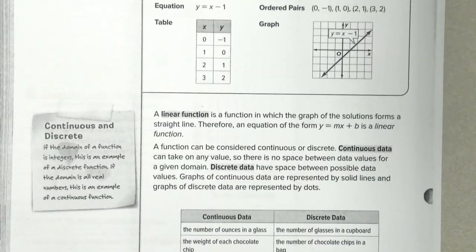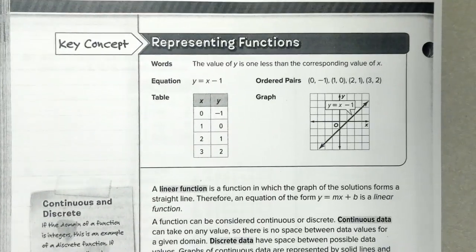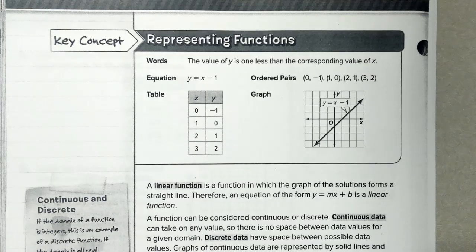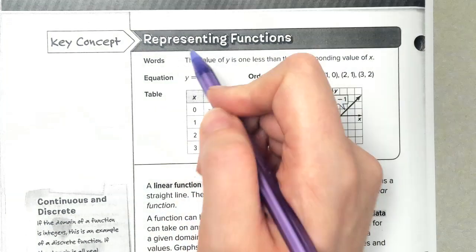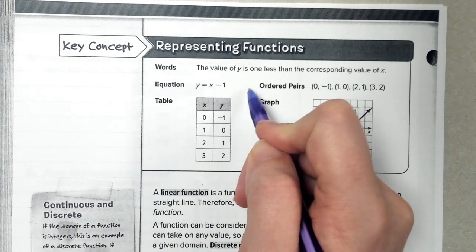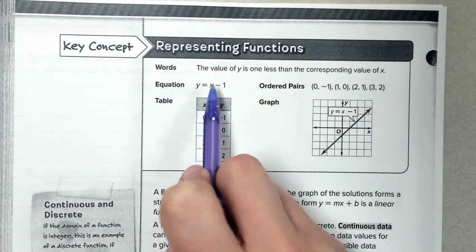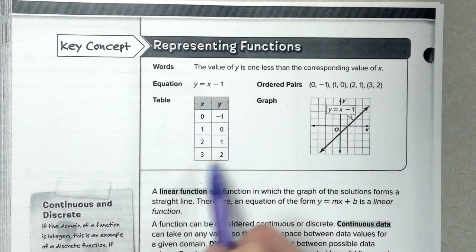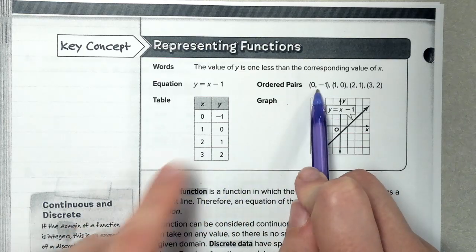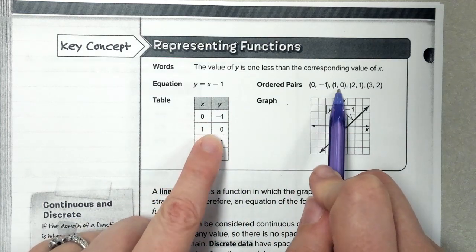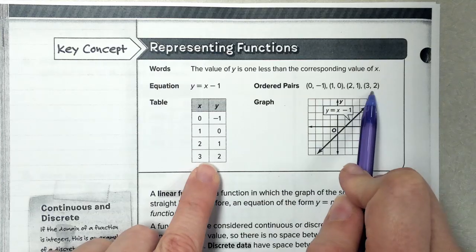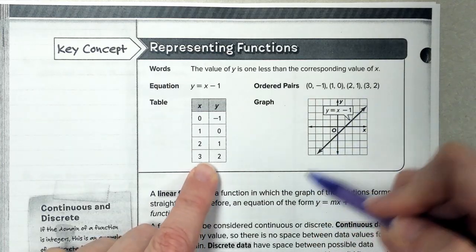The next part then says representing functions. So it says the value of y is 1 less than the corresponding value of x. So it put it in words, then it put it as an equation, 1 less than x. It made the table. It wrote out ordered pairs even: 0, -1; 1, 0; 2, 1; and 3, 2. And they have their graph here.